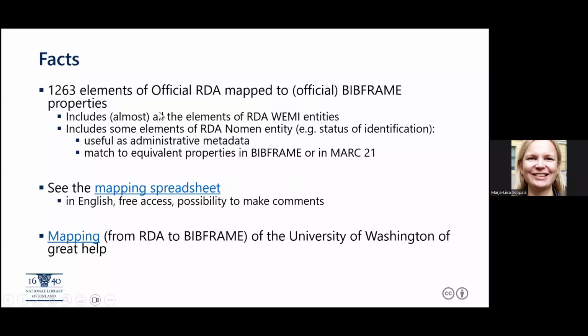And I mapped over 1,200 elements of official RDA to official BIBFRAME properties. The mapping includes almost all the elements of RDA VEMI entities and also some elements of RDA nomen entity, even though the nomen entity doesn't exist in BIBFRAME.